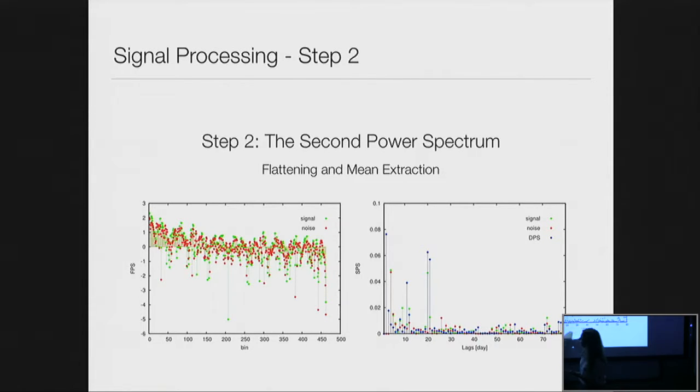So we flatten the light curve by taking the logarithm of the first power spectrum, and then we again extract the mean. Here you can see that after applying this step, the red points we don't see. We basically remove everything from the signal without time delay. And now when we calculate the time delay using the light curve with the artificially induced time delay, we're starting to see the time delay. The peak is very sharp, but still we can improve it.